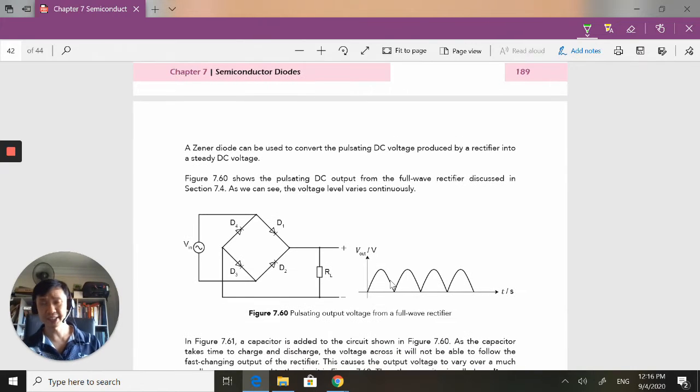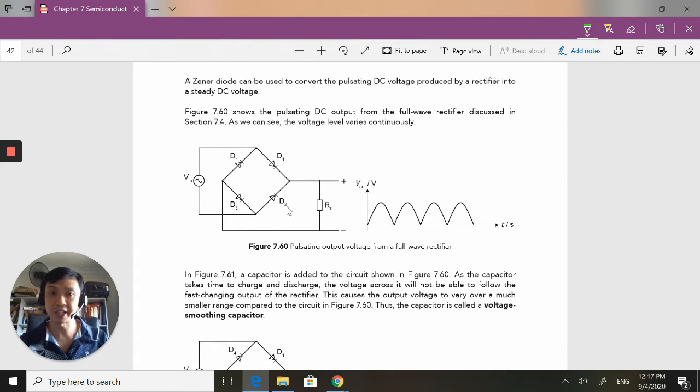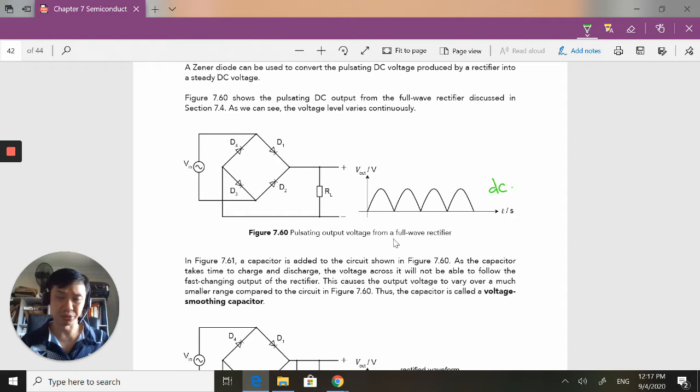So a zener diode, because it can hold a constant voltage, can also be used in another application. Remember, let's go back to a full wave rectifier over here. I did tell you that this is technically a DC signal, but it's not a very good one. It's kind of a poor signal to use.